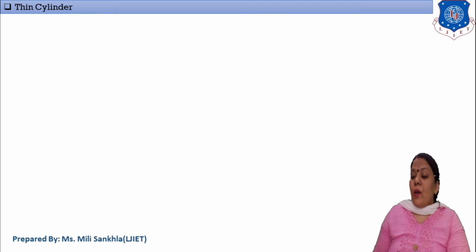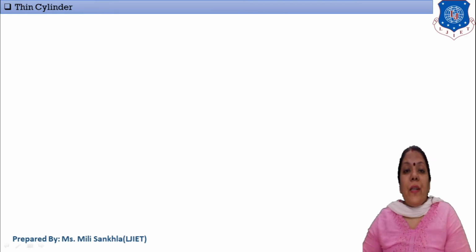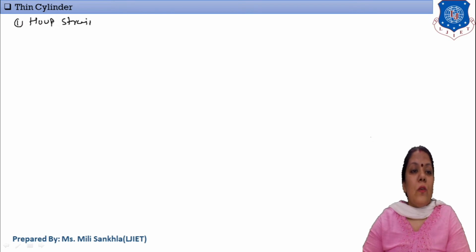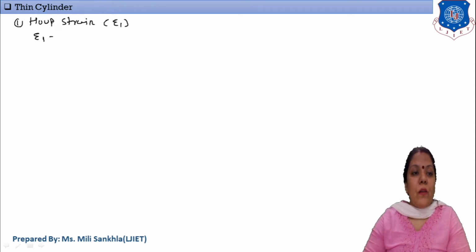Now third, the question also asks to find out change in dimension. Before finding change in dimension we find out strain. So here again make a heading. First heading is our hoop strain. First strain is equal to hoop strain and this hoop strain is epsilon 1. Right here epsilon 1 is equal to sigma C by E minus 1 by m into sigma L by E.